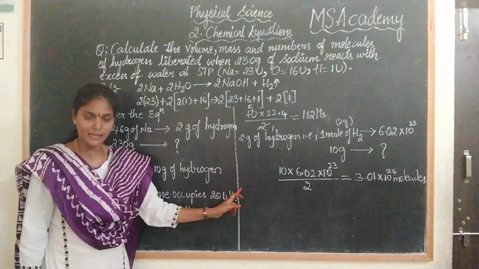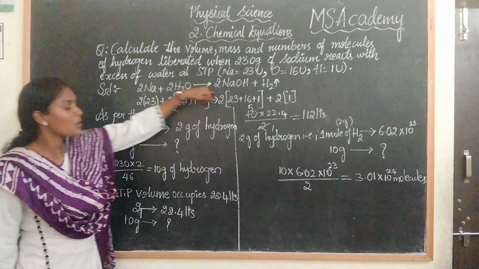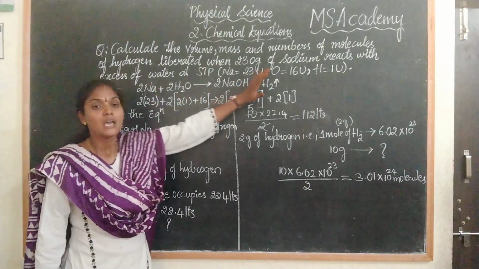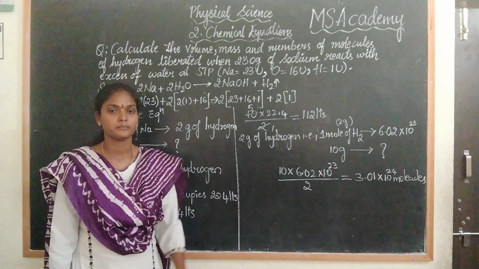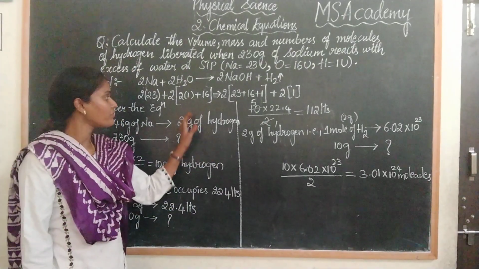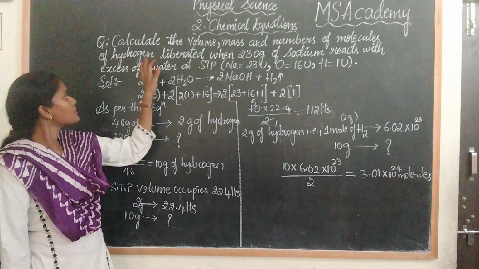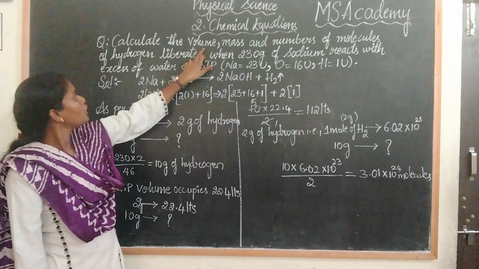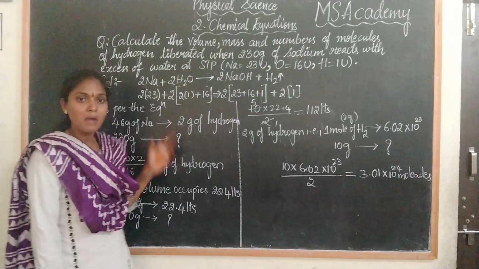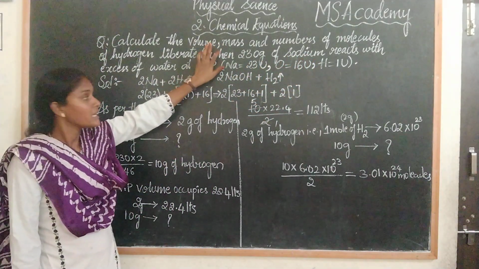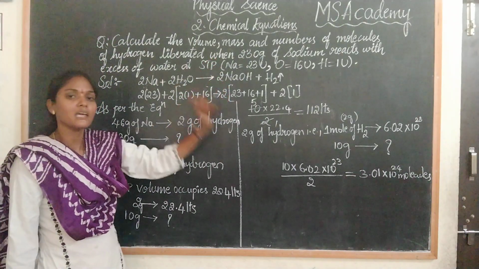As we have learned, this equation has taken place at STP, standard temperature and pressure. Now he is asking us to calculate volume, mass and number of molecules. Here we have calculated the mass. Now let us find the volume, and it is very clear that this equation is taking place at STP.